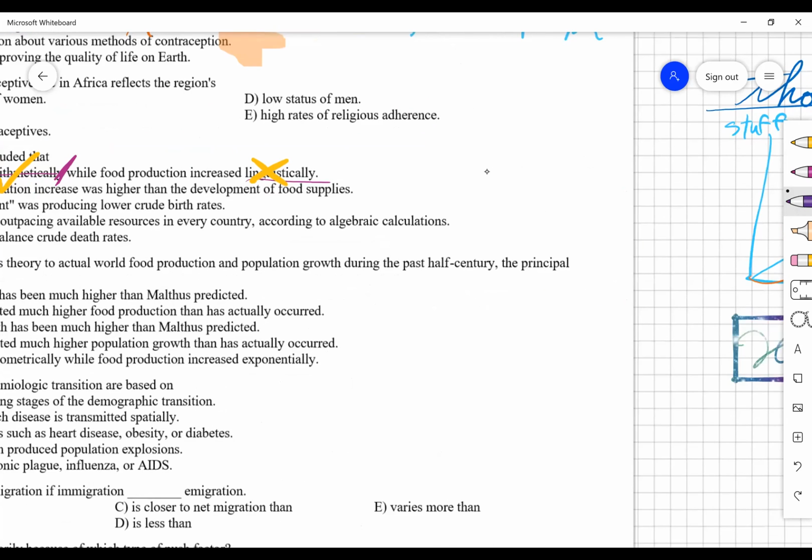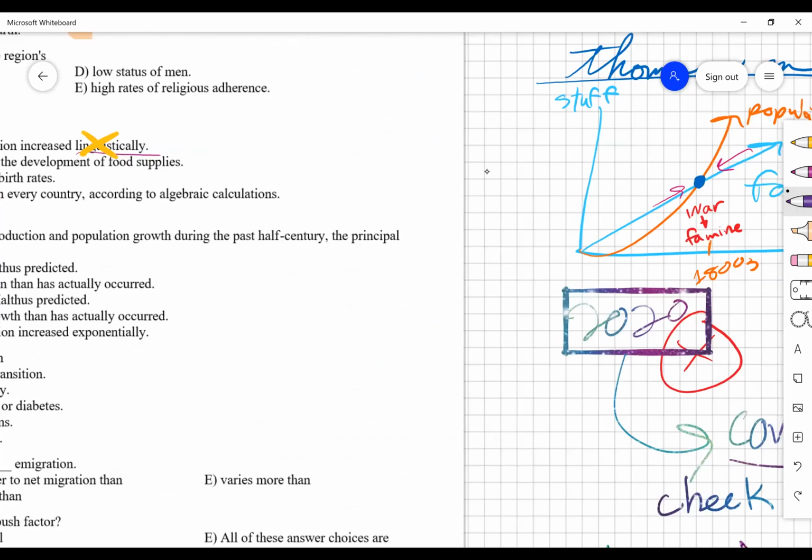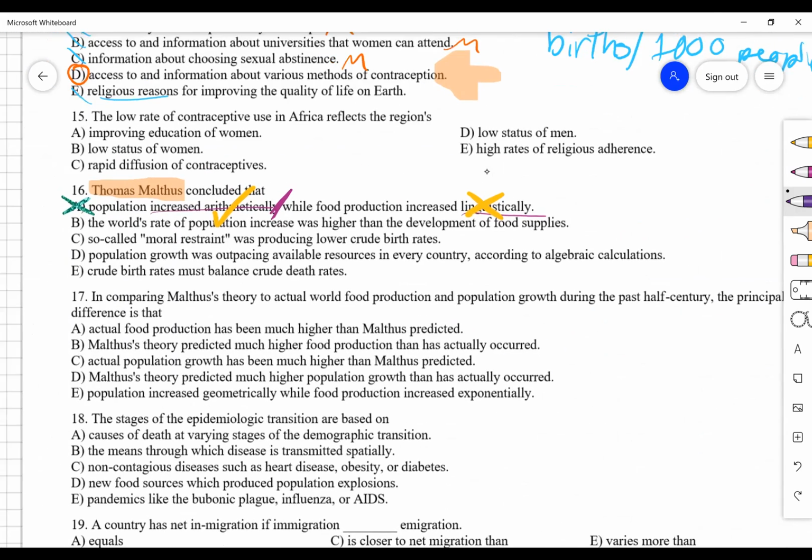So we can see that food supplies are growing less than population. That looks pretty appealing. So-called moral restraint was producing lower crude birth rates. Did I ever use the letter CBR on that graph or talking about this whole discussion? Nope. Population growth is outpacing available resources in every country, according to algebraic calculations.